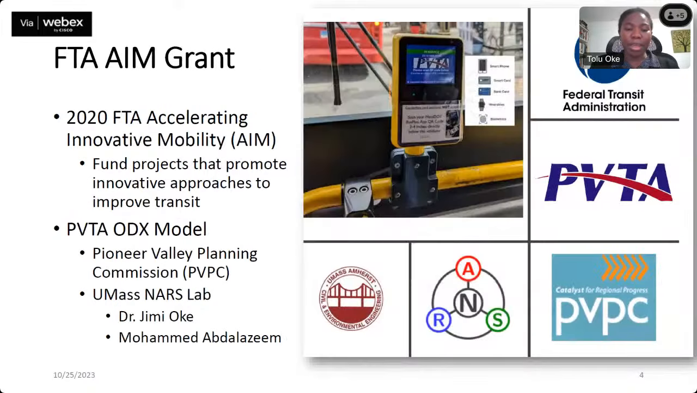So in 2020, the FTA came out with a notice of funding under the Accelerating Innovative Mobility projects to fund projects that promote innovative approaches to improve transit. And PVTA saw that, and we wanted to capitalize on that opportunity to do something beyond our daily operations. We wrote a proposal in partnership with the Pioneer Valley Planning Commission, which is our local MPO, and University of Massachusetts Amherst, NARS lab in the Civil Engineering and Environmental Department, Dr. Jamil Oke and Mohammed Abdulazim.